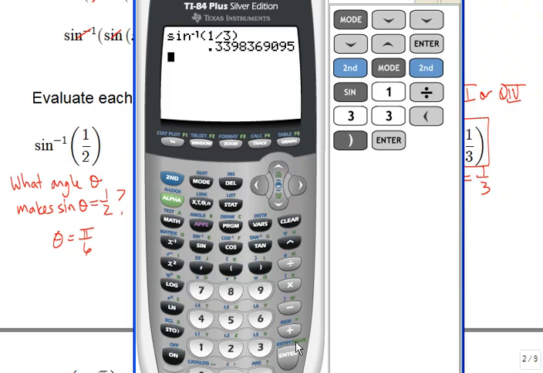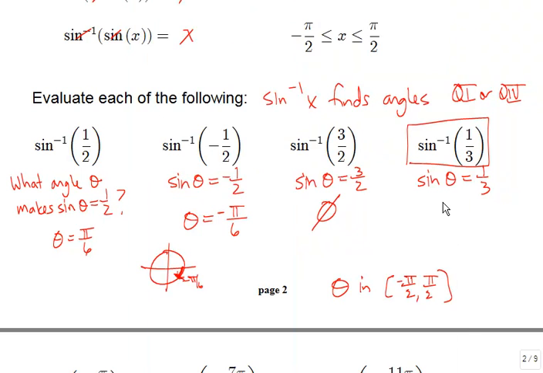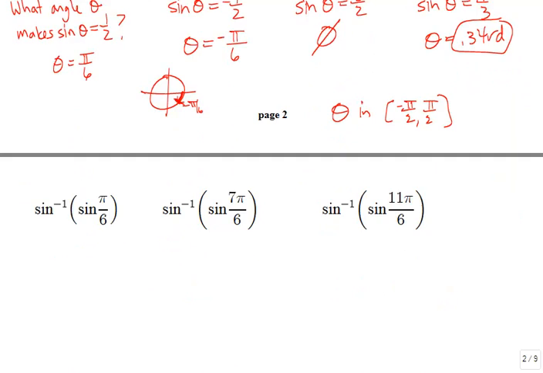And the answer that I'm getting here is in radians. So this is an angle. Inverse sine is always giving us an angle, and this would be about 0.34 radians. Okay? All right, let's try some more.